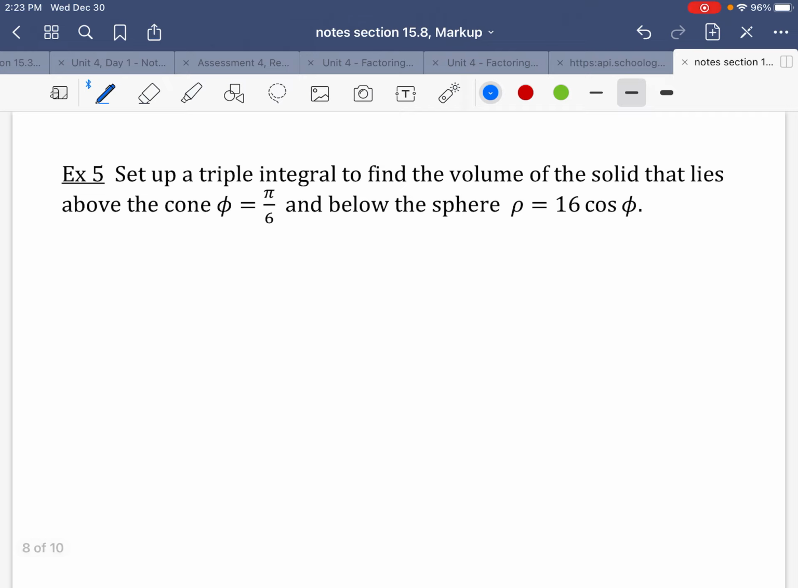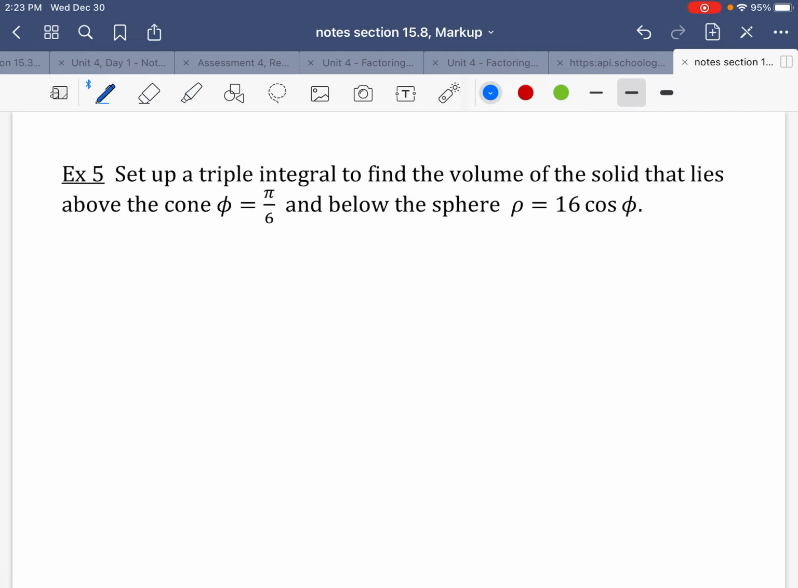All right, so next one. Set up a triple integral here to find the volume of a solid that lies above this cone and below that sphere. Now, this sphere is a little bit different from the others that we've done. So remember, rho equals 16 cosine phi. So that sphere, let's look a little bit at what that means.